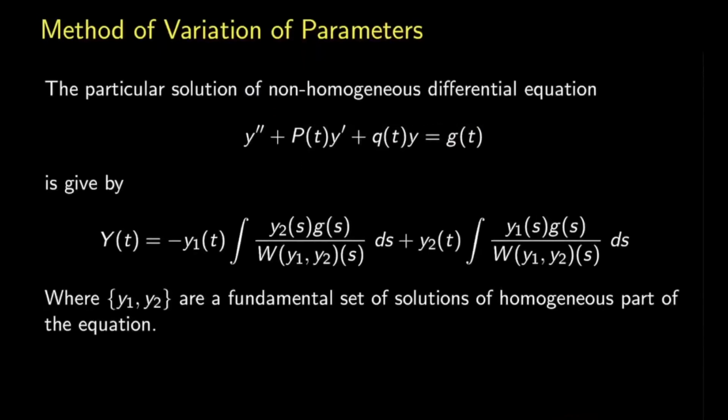Method of variation of parameters is used to solve a second order non-homogeneous differential equation with forcing term g of t. The particular solution is given by this very long formula, where you need to compute the fundamental set of solutions y1 and y2, and also the Wronskian of these two solutions. These are the solutions of the homogeneous part of the differential equation. Also, one thing to be noticed: the coefficient of y double prime should be 1 in order to use this formula.